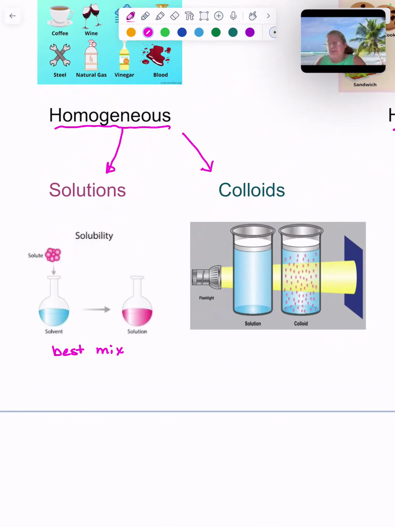A Tyndall effect is when you shine a beam of light through it and you can see the beam. It's like when you're driving in the fog and you can see the beam of your headlights. The water molecules in fog, moisture, will scatter the light. So that's a Tyndall effect. A solution is so well mixed that the beam of light just goes straight through. So the Tyndall effect is how we identify a colloid. If you have smoke in the air, you can see the lasers shine through it. Okay, so those are for homogeneous.